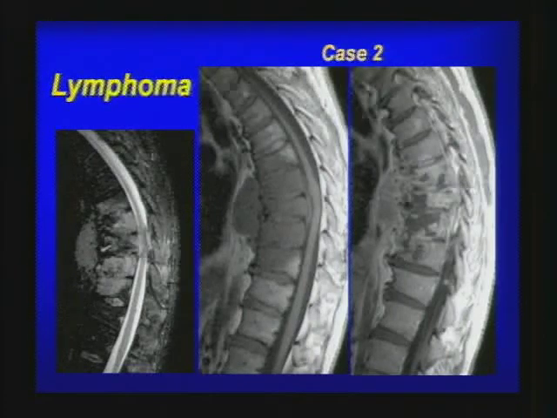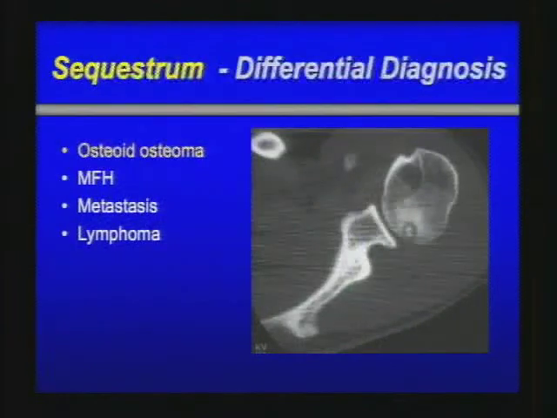And lymphoma is actually a very interesting tumor because it can leave the cortex intact. That's what you see here, and it still can permeate through the cortex and cause extensive soft tissue lesions, which we see here. And again, if you see these big soft tissue lesions, they're not very typical for TB osteomyelitis. And then, of course, you have other tumors that can look like infection, including osteoid osteoma, malignant fibrous histiocytoma, metastases, and lymphoma. This was an example of osteoid osteoma.